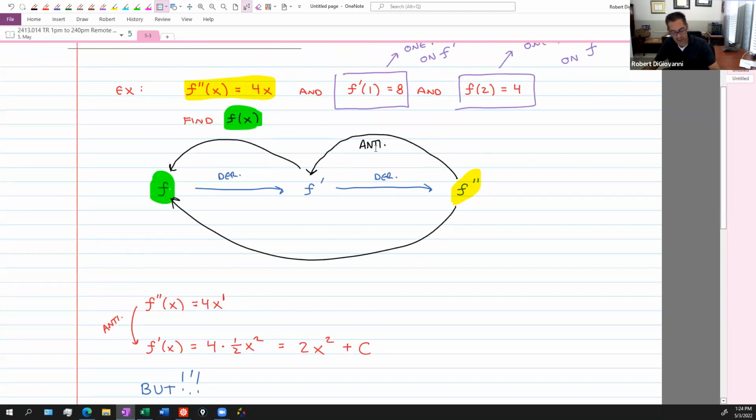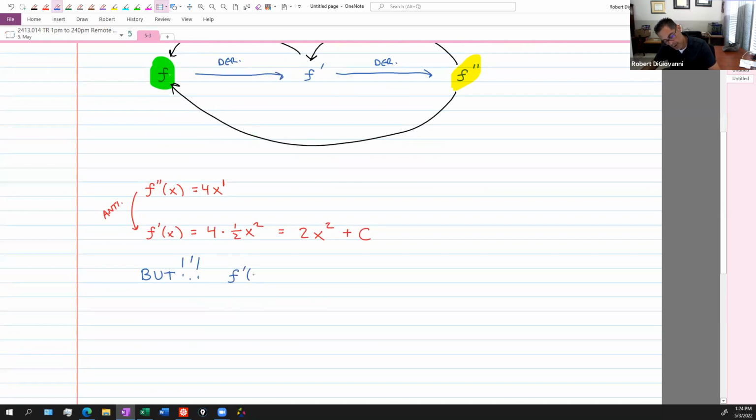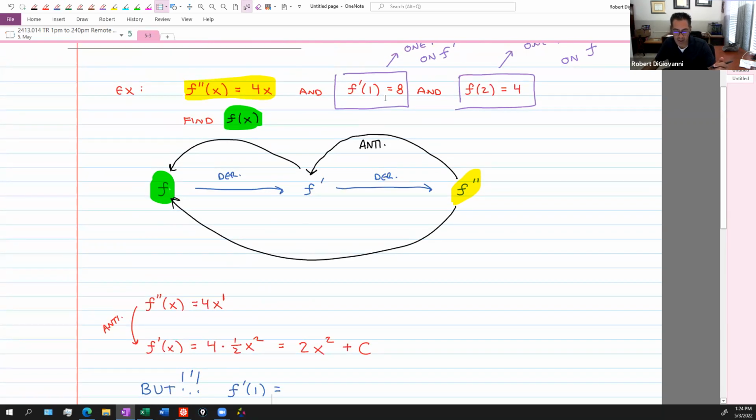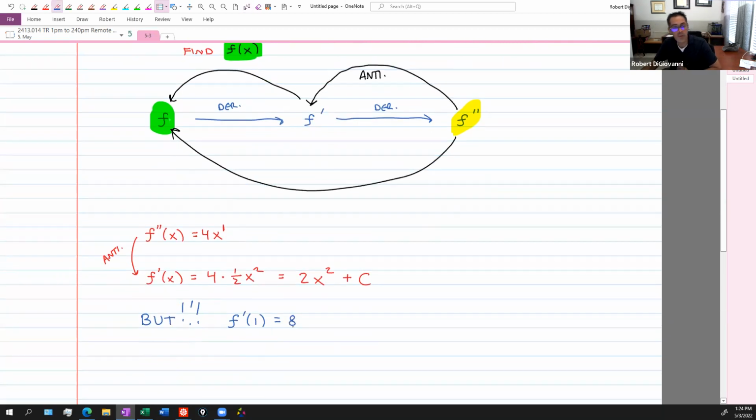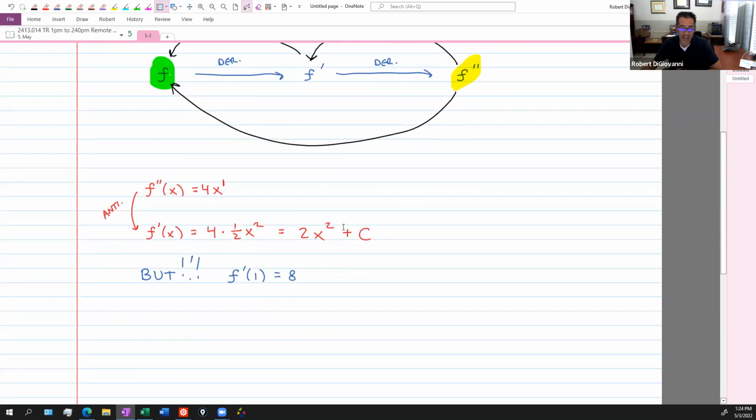I know that f prime of 1 must equal 8, which means when I plug 1 into this derivative, I need to get 8 to come out. So 2 times 1 squared plus c must equal 8. 1 squared is 1, so you get 2 plus c is 8, and if you subtract 2 on both sides, you get 6 for c.